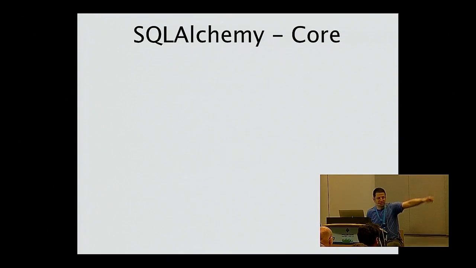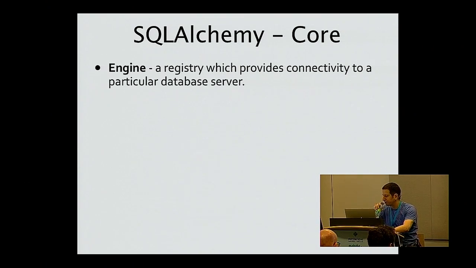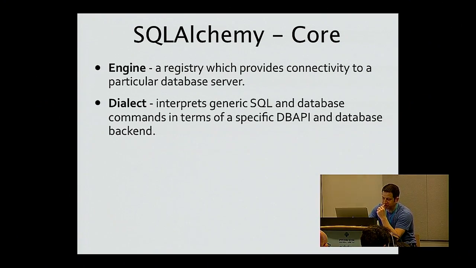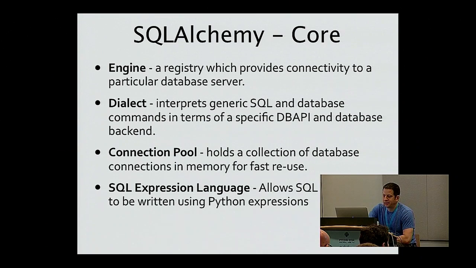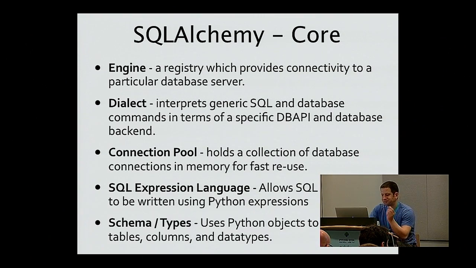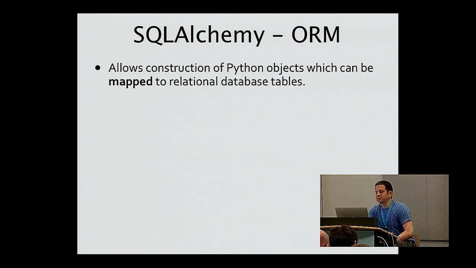This slide's going to basically repeat what I just said. The engine is a registry to provide connectivity to a particular database. The dialect interprets generic SQL and database commands. The connection pool holds a collection of database connections for fast reuse. It also handles the lifespan of a connection. If a connection drops and has to reconnect, it does things like that too. SQL expression language, which you'll see allows us to write SQL using Python expressions. And the schema type system uses Python objects to represent tables, columns, and data types. Everyone cool so far? The ORM, object relational mapper, allows construction of Python objects which can be mapped to relational database tables.